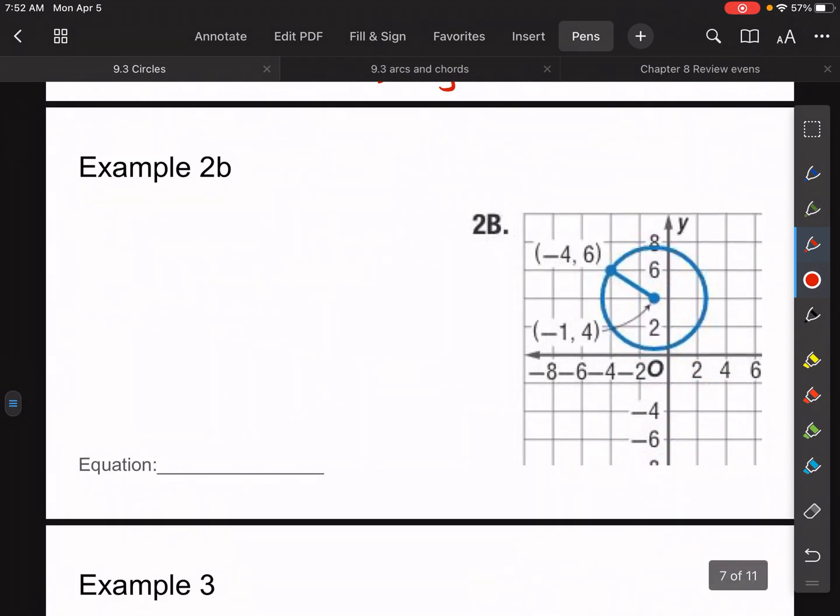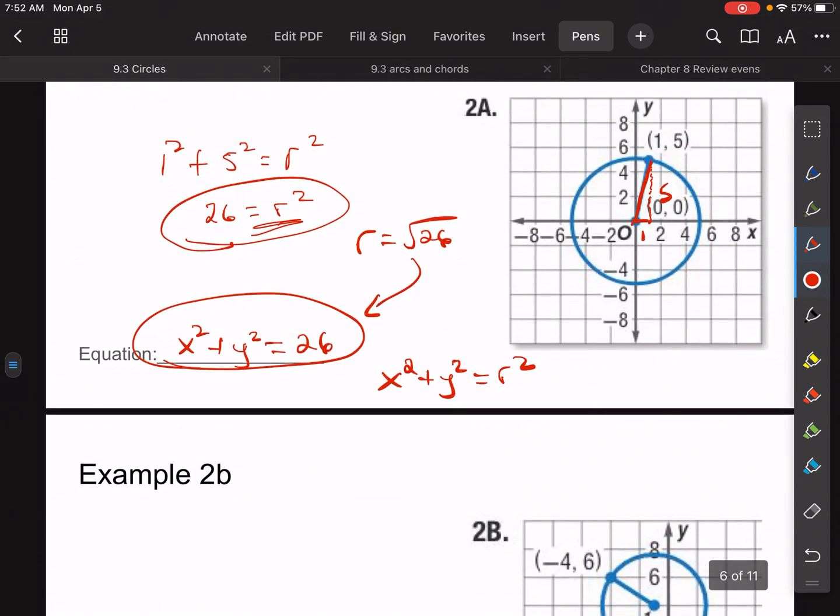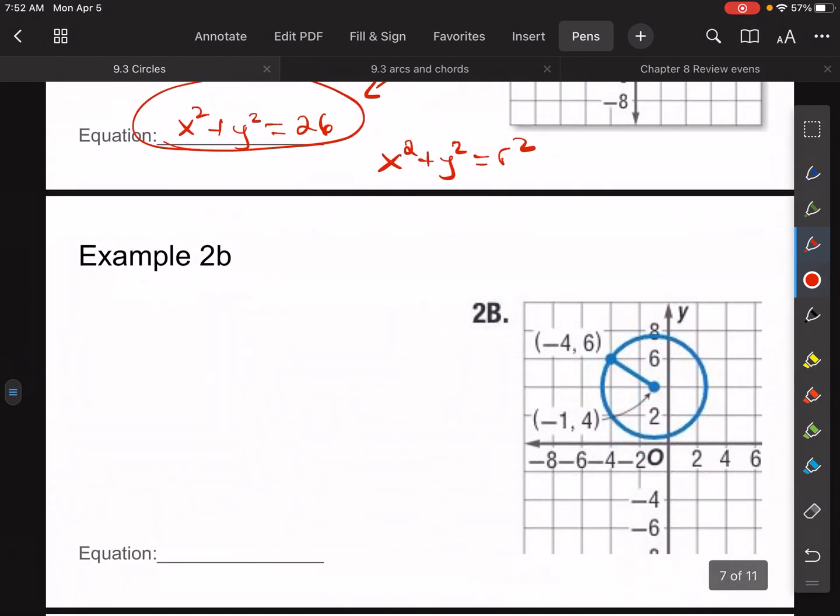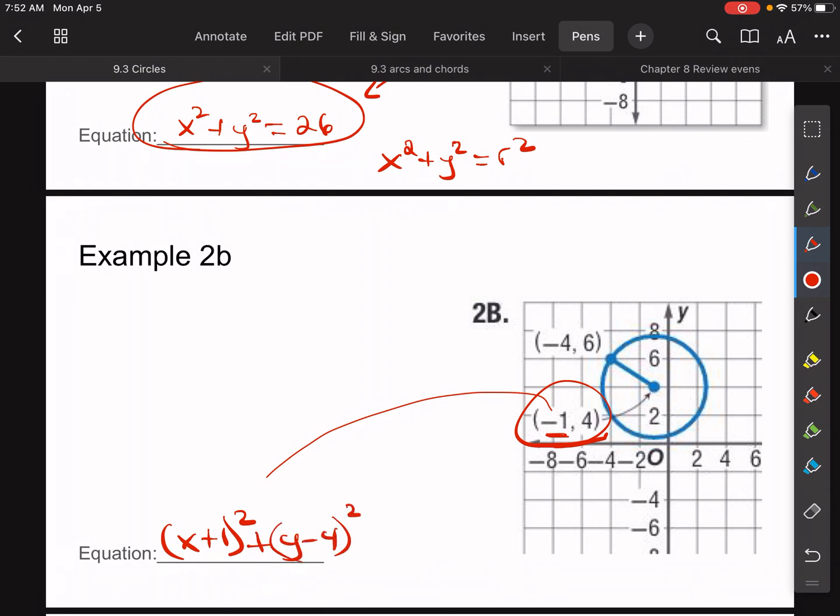Example 2b, notice how this changes now. In the last one we had the center at 0, 0. Now the center is at negative 1, 4. It's this guy right here. So the equation for this circle is going to be x plus 1 squared, because again, it's whatever makes this go to 0. If I put a negative 1 into this, it would make that go to 0. And then we have plus y minus 4 squared, because if I plug that 4 in there, that would make that go to 0. And this is equal to the radius squared.